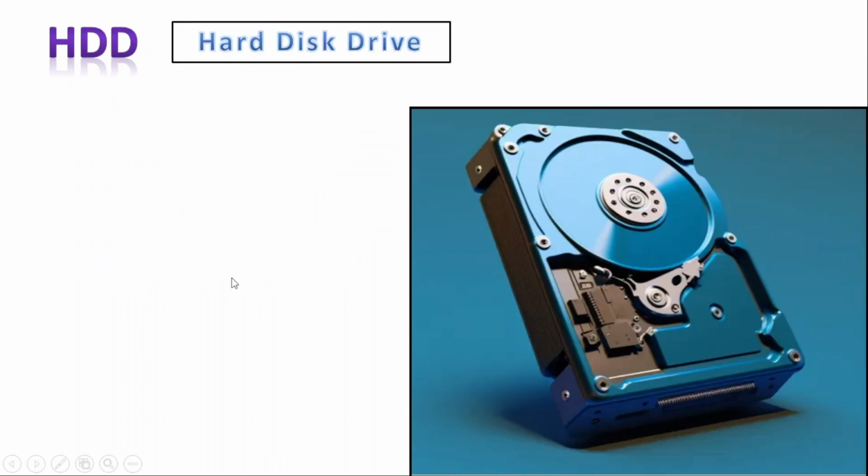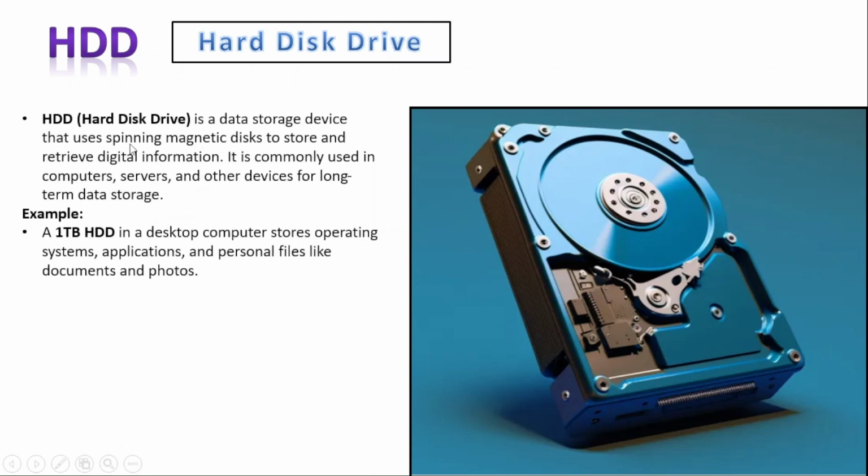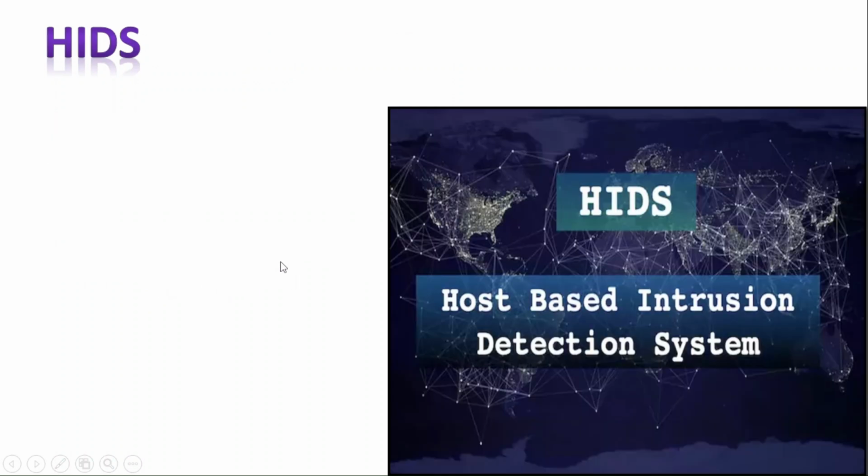HDD, that is hard disk drive. So HDD, hard disk drive, is a data storage device that uses spinning magnetic disks to store and retrieve digital information. It is commonly used in computers, servers, and other devices for long-term data storage. Example, a 1 TB HDD in a desktop computer stores operating systems, applications, and personal files like documents and photos.